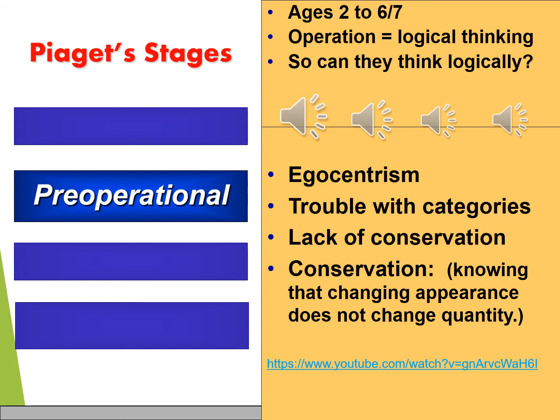Let's start with egocentrism. This term is used differently in informal conversation versus formally in psychology. So if you say, oh, she is so egocentric, or he is so egocentric, that is not how Piaget is using the term. The egocentric child of this age is not aware that other people have other perspectives, that other people view things differently. And that could be literal or figuratively.